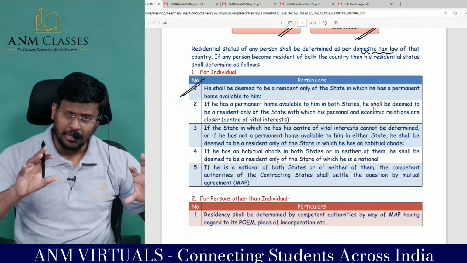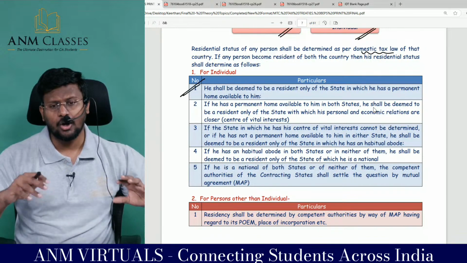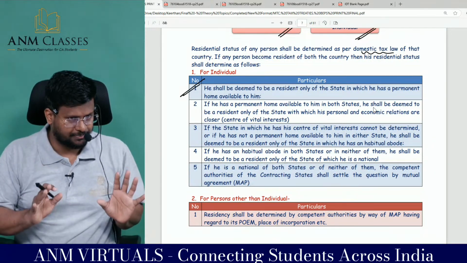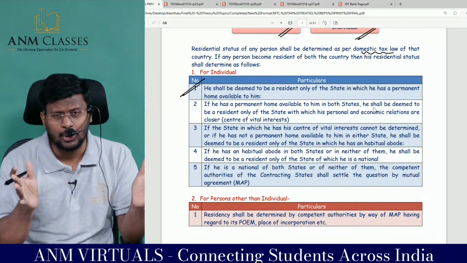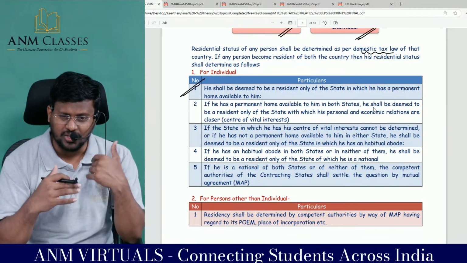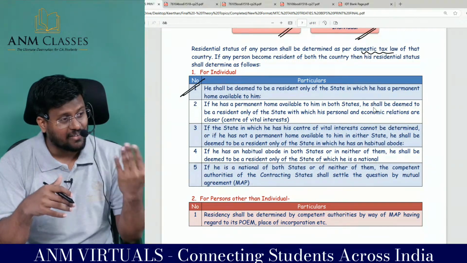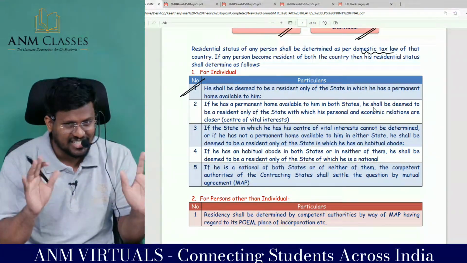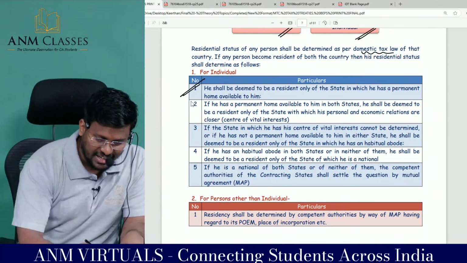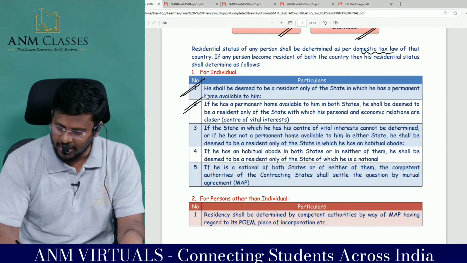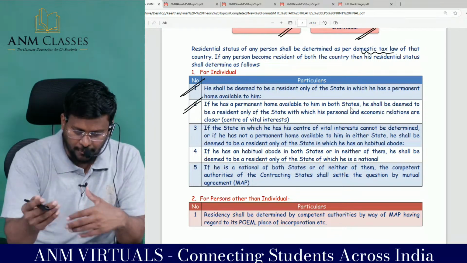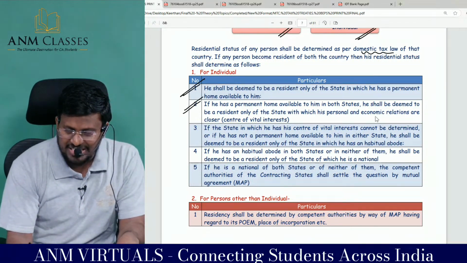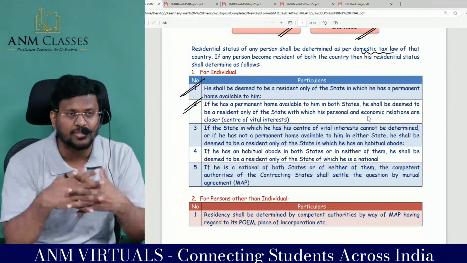Either he may have a permanent home in both countries or he may not have a permanent home in both countries. If he has a permanent home in both countries, don't go and check the square feet of both the houses, and the house with more square feet will be treated as resident. Such rules are not there. If he has a permanent home available in both the states, he shall be deemed to be a resident, coming to the next point, of the state with which personal and economic relationships are closer.